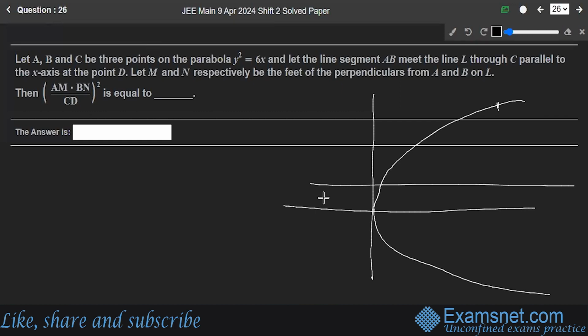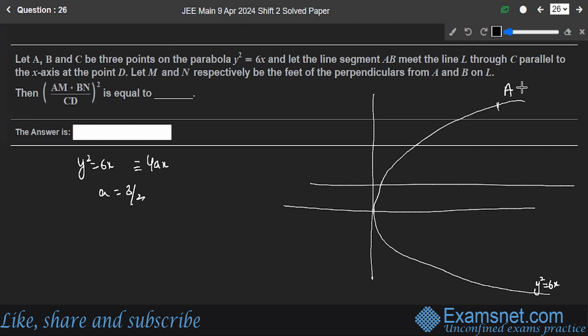Question number 26. It says let A, B, C be 3 points on the parabola y square is equal to 6x. This is your parabola y square is equal to 6x. And from here, if I compare it with the general equation 4ax, you will have the a value as 3 by 2. Right. And next, let the line segment AB meet the line L through C parallel to the x-axis.